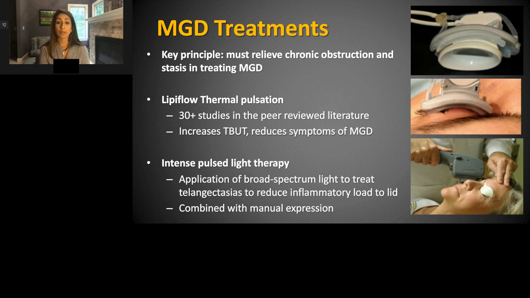IPL is also a common treatment. However, I generally am not using IPL in my pre-cataract patients or pre-surgical patients, mostly because it is a longer course. Patients require treatment once every 3 to 4 weeks and a series of, in my clinic, typically 4 treatments, but certainly it is another option for chronic MGD.